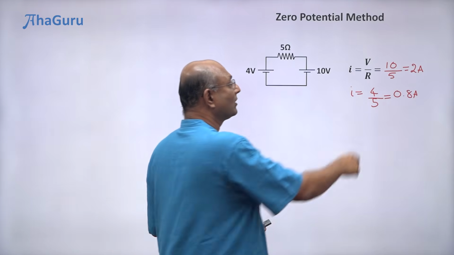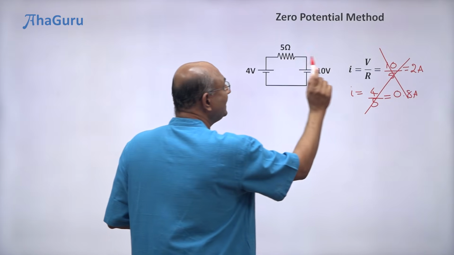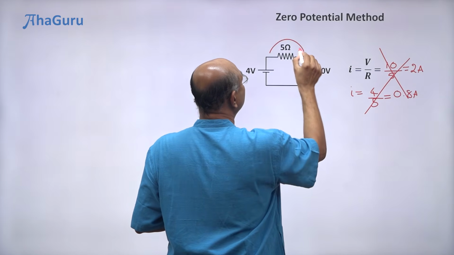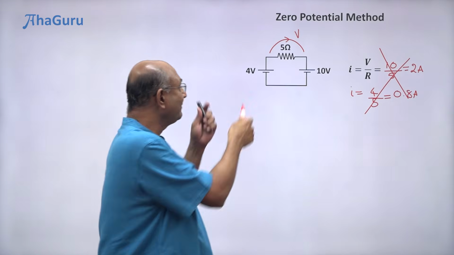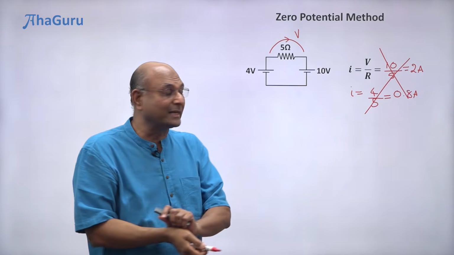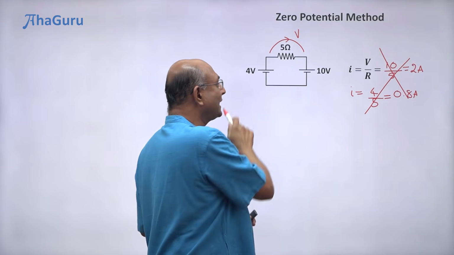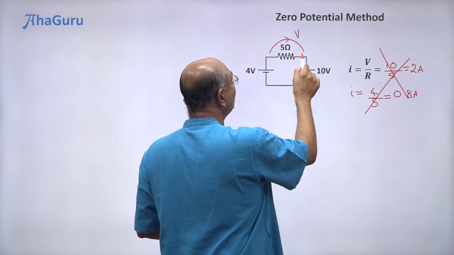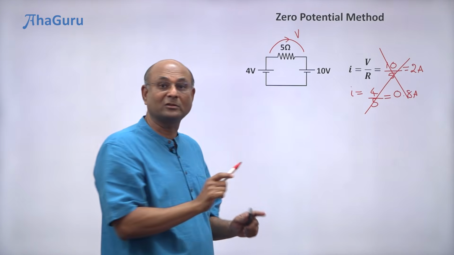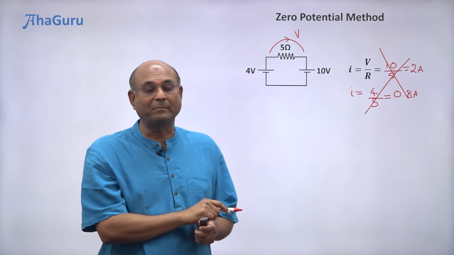Actually, both are wrong. Why are both wrong? Because the V that we need is this V across the resistor. In the previous example, it didn't matter, you got the same answer. But you can see that right now, if you use this battery or you use that battery, you're going to get the wrong answer. So, you always have to look at the potential drop across the resistor. Only then you can use V by R. I is V by R.